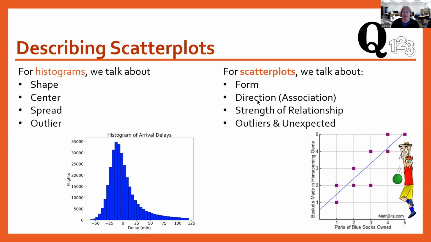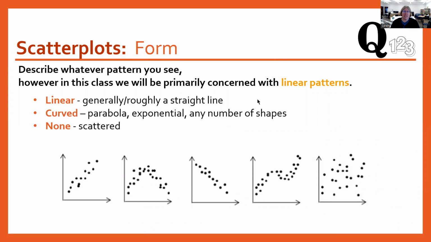The first one is the form. So you're going to describe whatever pattern you see in the scatter plot, but the form that we're going to be concerned about primarily in this class is things that are linear. So linear is generally roughly a straight line. That's that y equals mx plus b that you hopefully remember from high school. So anything that looks like it's making either an uphill line or a downhill line are going to be our linear ones. Then we'll have things that are curved.